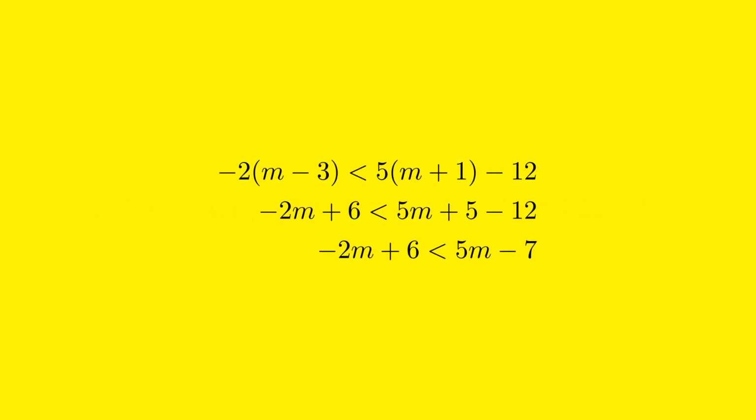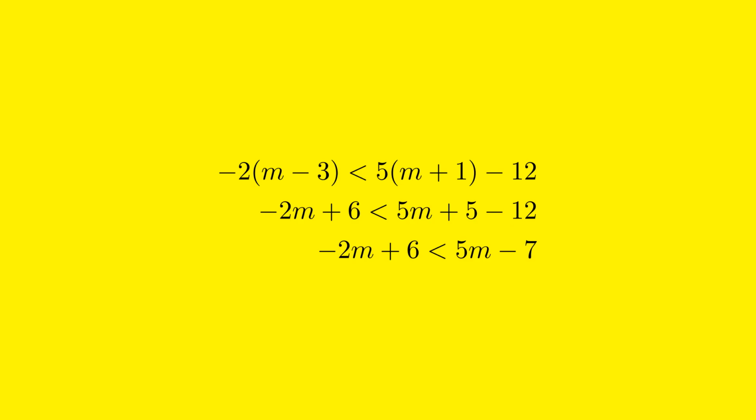To solve the inequality -2 times m-3 is less than 5 times m plus 1 minus 12, we need to start by simplifying both sides of the inequality. On the left side, we distribute -2 into the expression m-3. When we distribute, it means we multiply -2 by each term inside. So -2 times m gives us -2m. Next, -2 times -3 gives us +6. Now, the left side becomes -2m plus 6.